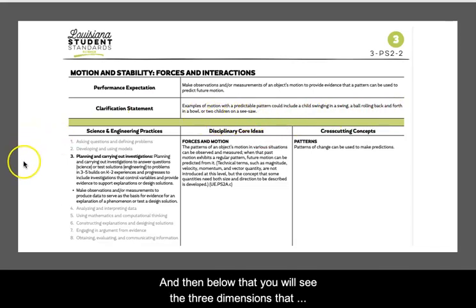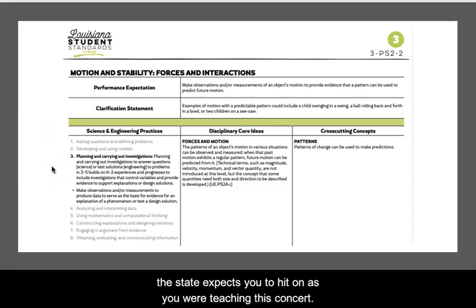And then below that, you will see the 3 dimensions that the state expects you to hit on as you are teaching this concept. The first one is the science and engineering practice. There are 8 of these practices. Each standard only highlights one. As you can see in this one, there's only one bolded. And this one's called planning and carrying out investigations.